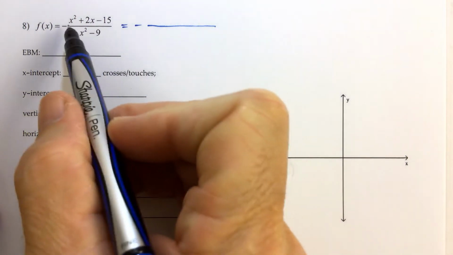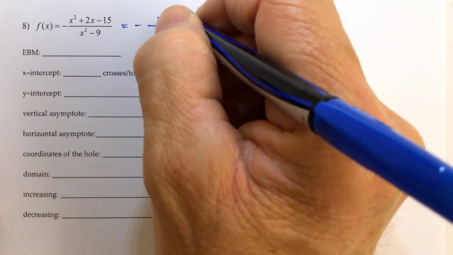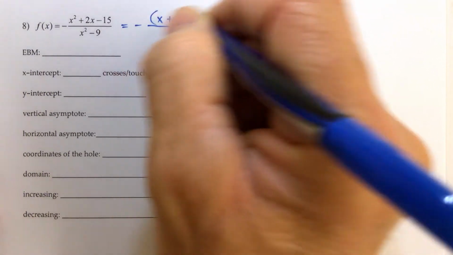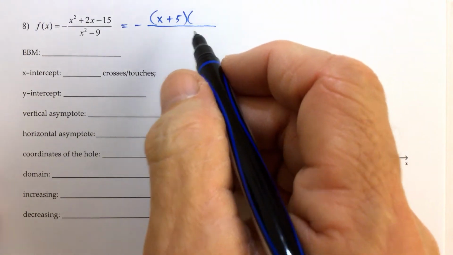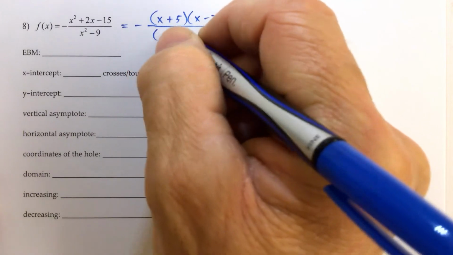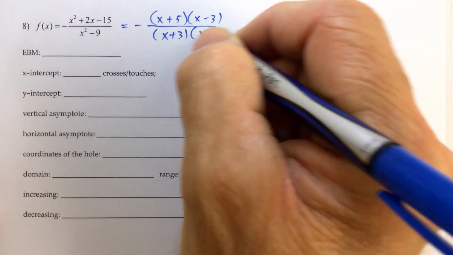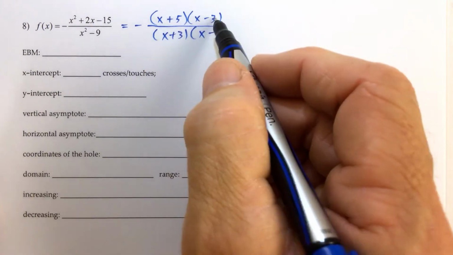For problem number 8, we first want to make sure we factor both the numerator and the denominator. So we have x plus 5. You've got to be really careful here because your answers will depend upon your ability to factor correctly. So be really, really careful here. Double and triple check. Multiply out your factors to make sure.